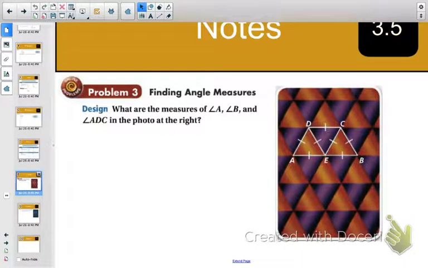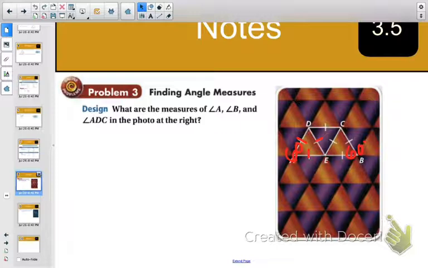Okay, this one says, what is the measure of angle A, angle B, and angle ADC in the photo? So if you notice, all of the sides have the same mark. They both have 1. So that means it's an equilateral triangle. And like we just said, the angle of an equilateral triangle should be 60. So every angle should be 60. So A is 60, B is 60.